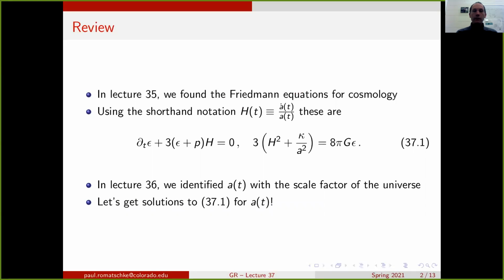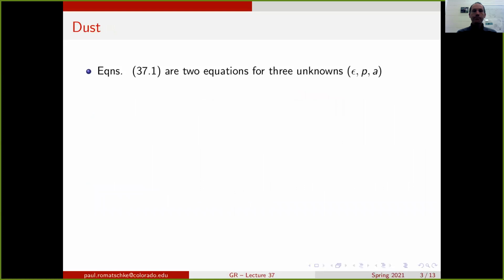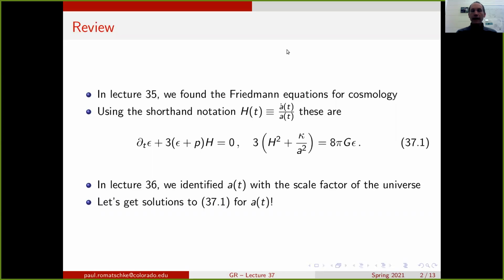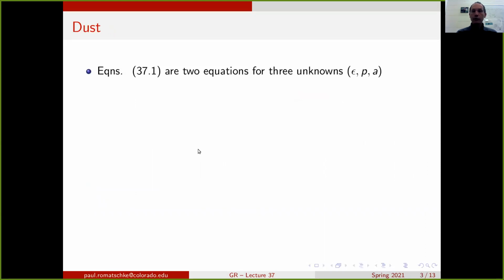So in this lecture, we now want to consider actual solutions for the scale factor that arise as a consequence of solving the Friedmann equation. If you look back at equation 37.1, there are three unknowns. There is a, the scale factor, or H. There is the energy density epsilon and the pressure P. However, we only have two equations. So clearly, we need another equation in order to close the system and solve for all the quantities.